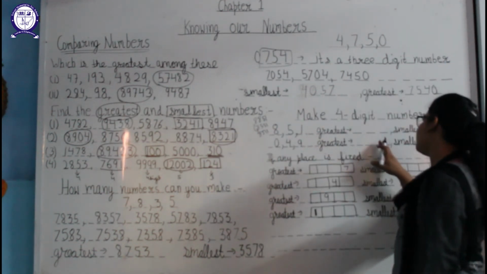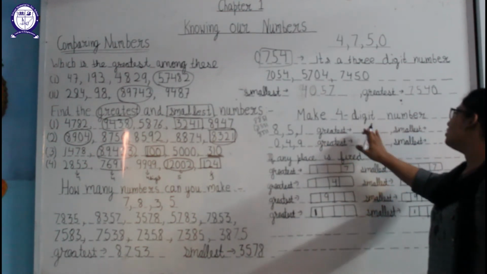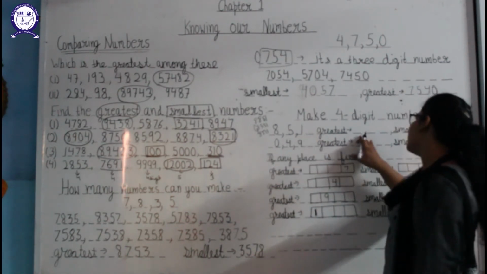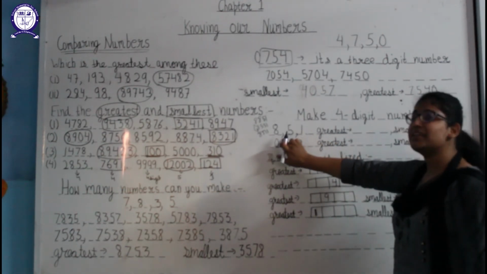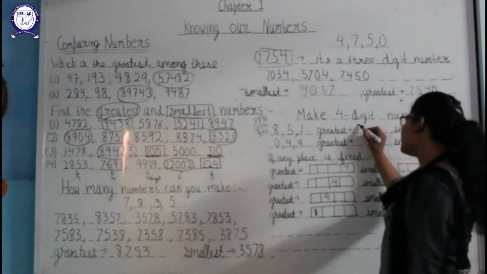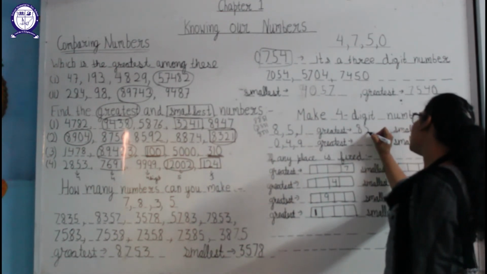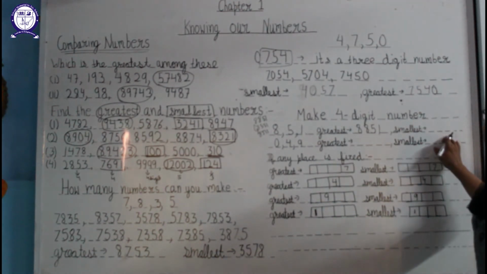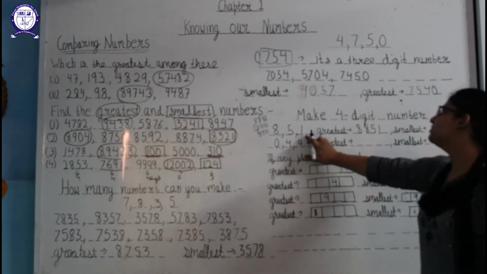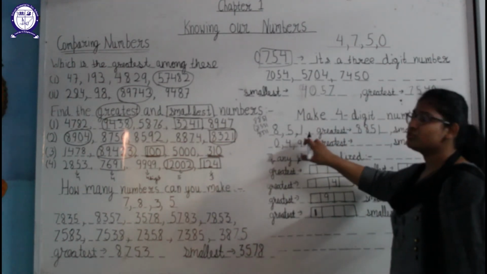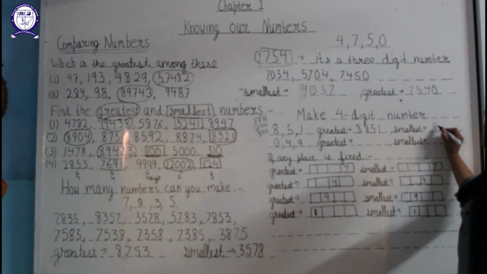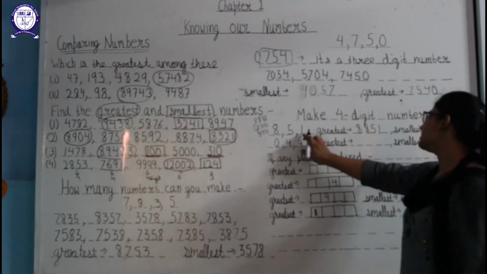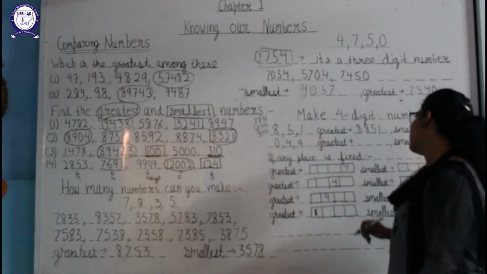4-digit numbers. Now we have to make the greatest 4-digit number from these given 3 digits. How can we make it? For the greatest number we will use 8 twice. As 8 is the greater one, we can write 8, 8, 5, 1 as the greatest, and for the smallest one we will use the smaller of these digits twice. So we can say that 8, 5, 1, 1 is the smallest 4-digit number from these given 3 digits.